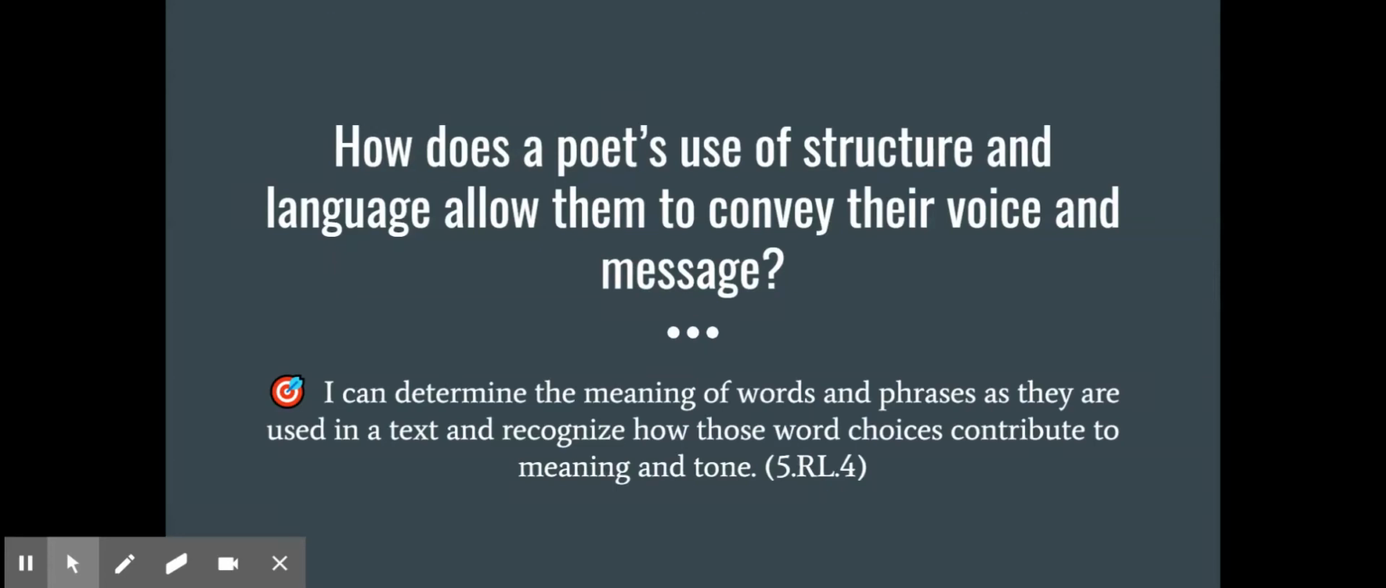Hi DPS 5th graders, we are here for our first lesson of our module regarding the essential question: how does a poet's use of structure and language allow them to convey their voice and message? Today's learning target is that I can determine the meaning of words and phrases as they are used in text and recognize how those word choices contribute to meaning and tone.